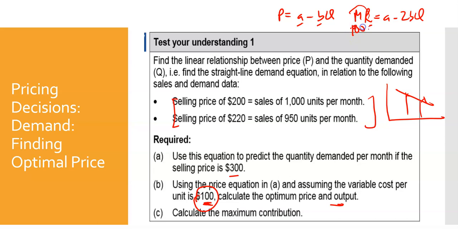So 100 is equal to A minus 2BQ. You would have found B and A, and you just substitute to find Q. And then you find the maximum contribution like we did in the last question.